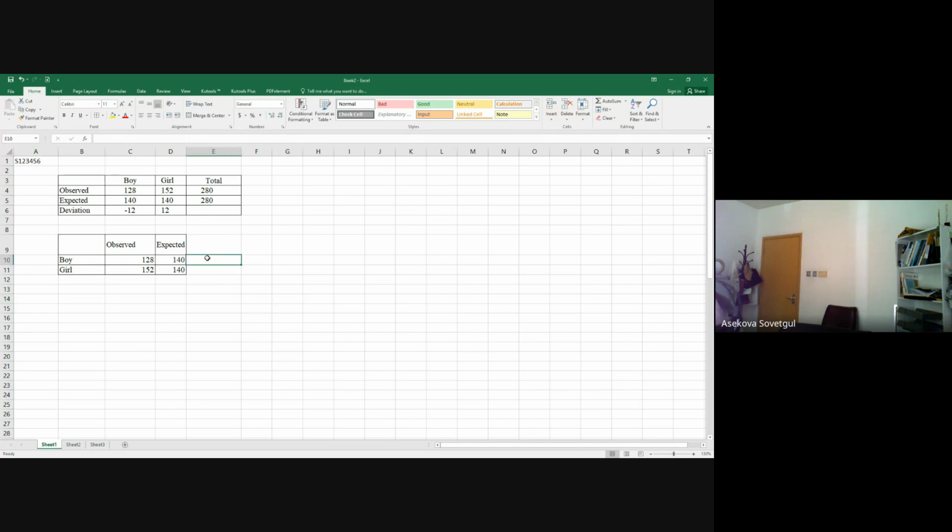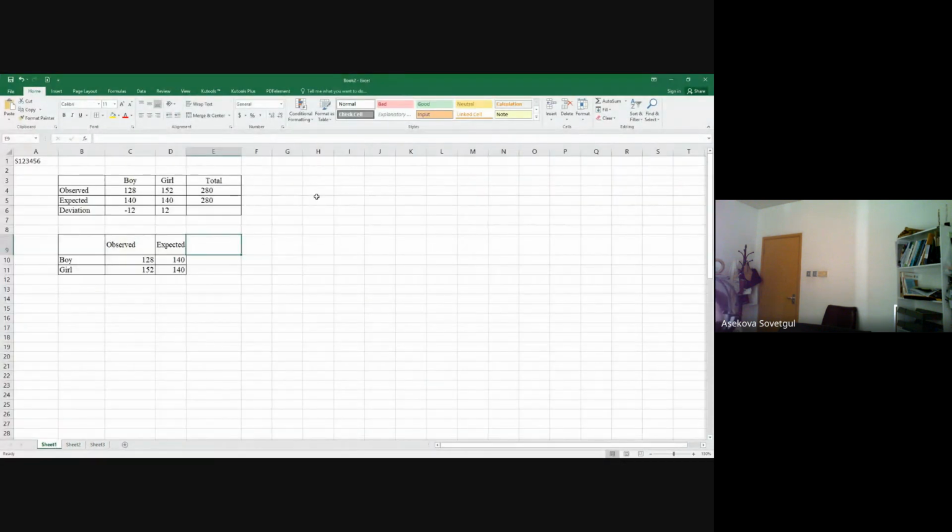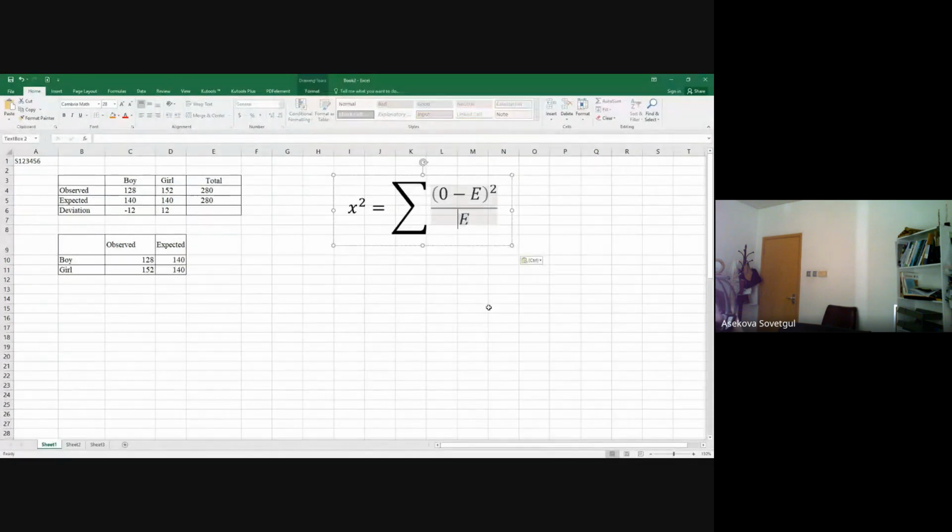So on this row, I will start calculating using the formula. By the way, which formula are we going to use? Do you see this formula? Chi-square equals the summation of, in brackets, observed values minus expected values, squared, divided by, again, expected values. Let me copy this one just in case. Okay, so by using this formula, I simply start calculating.